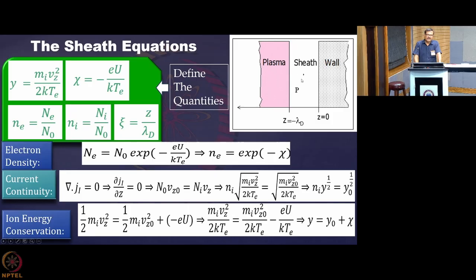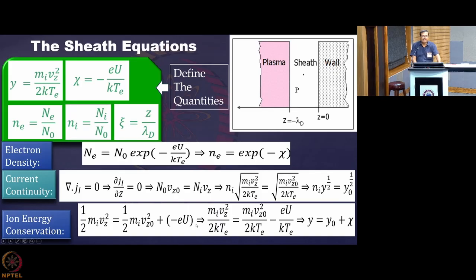But here what is it getting? It is getting the potential energy eU and the kinetic energy half m v0 square. So both of them will be added. So if I want to write the kinetic energy only of the ions, then this goes on the right side, and then from the conservation of energy equation you get half Mi Vz square equal to half Mi V0 square minus eU.